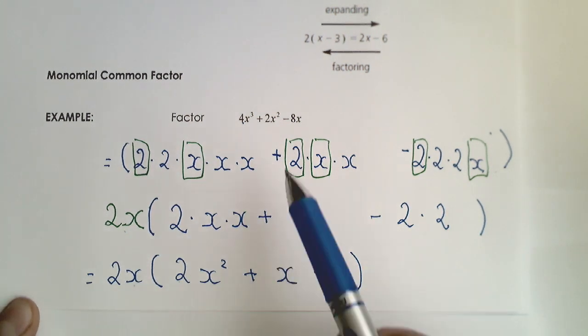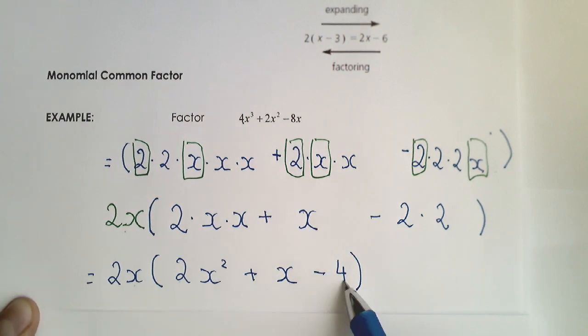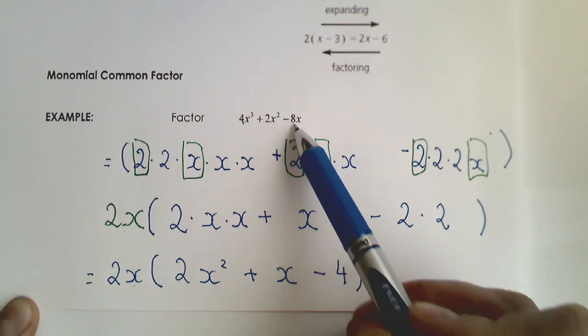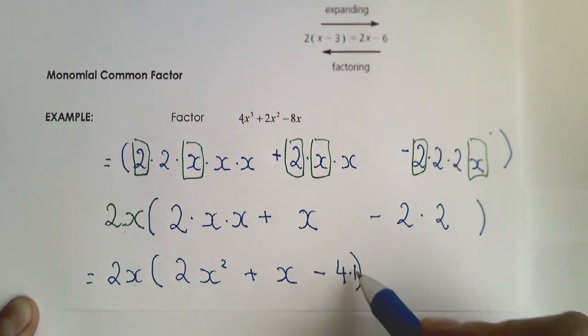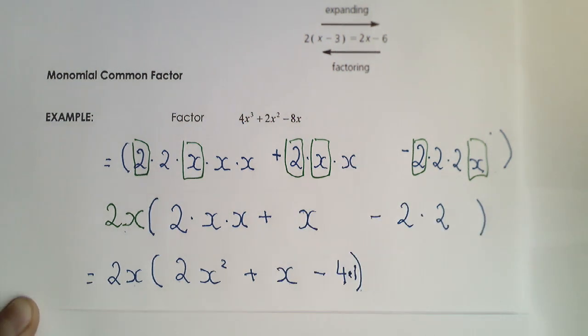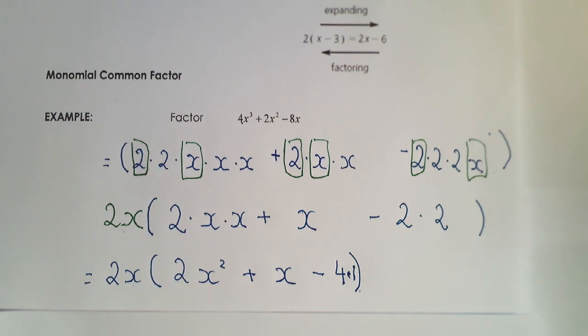2 times 1 is 2. X times x is x squared. 2 times negative 4 is negative 8. And then x times, many times we don't write this 1 here, but there would be a 1 here, times 1, and I will just have x. All right, so that's one way of doing it.